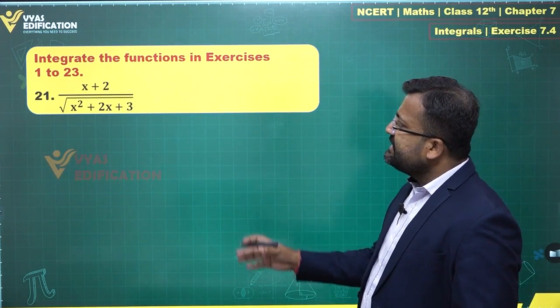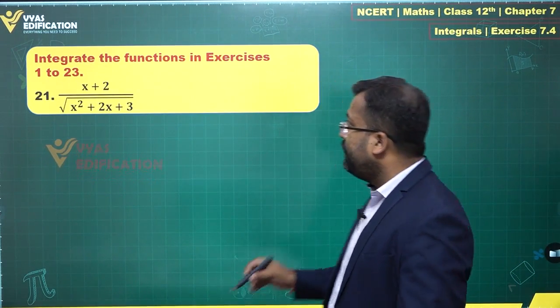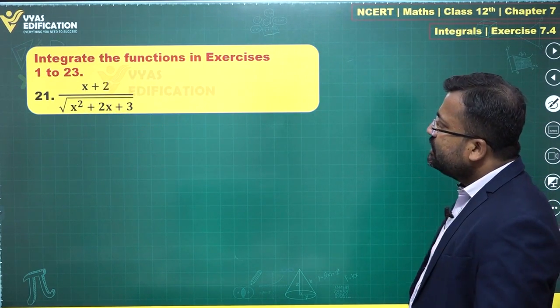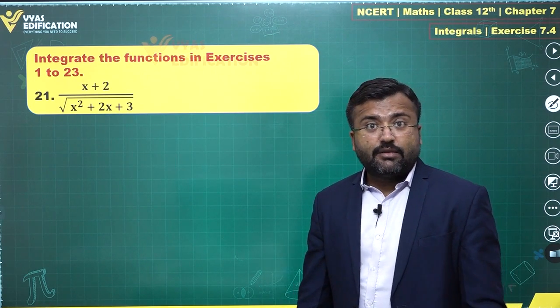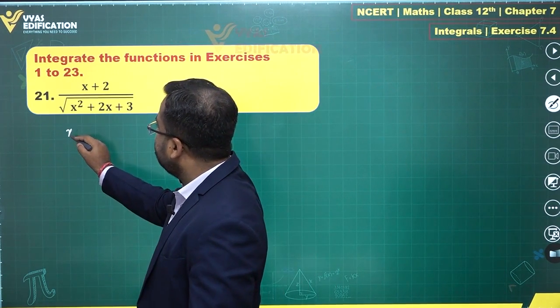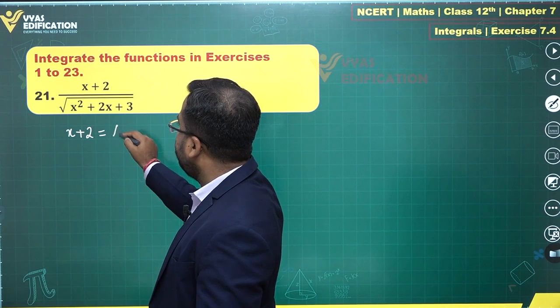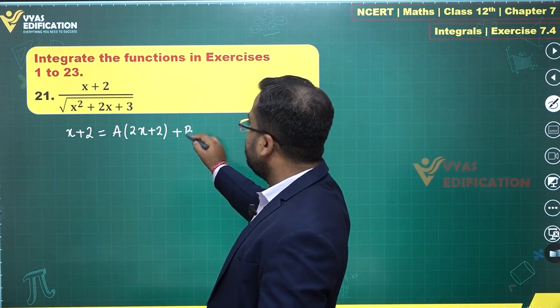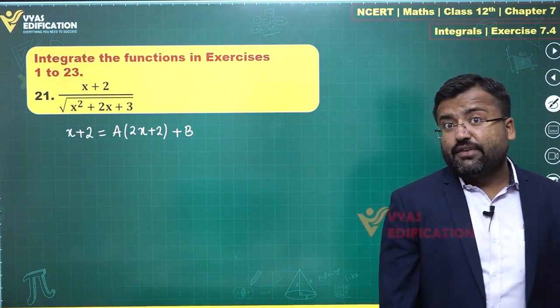Question number 21 says that you have x plus 2 upon under root of x square plus 2x plus 3. And how do we handle this one? So once again, you have linear upon root quadratic. So that linear x plus 2 can be written as a times the derivative of this, 2x plus 2, plus some other constant b, right? We need to find the values of a and b next.